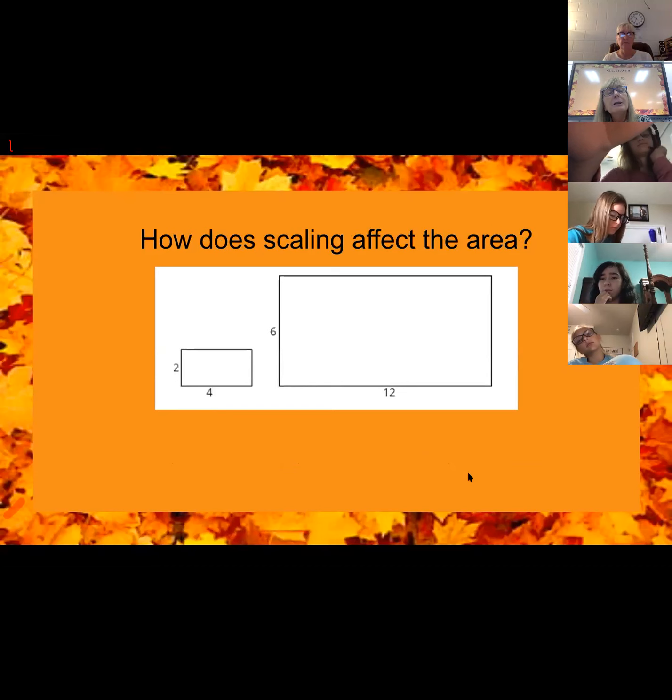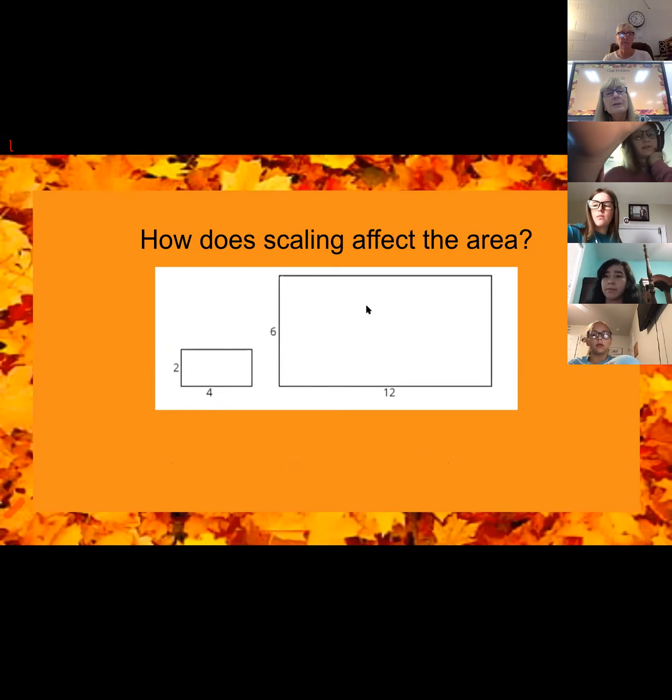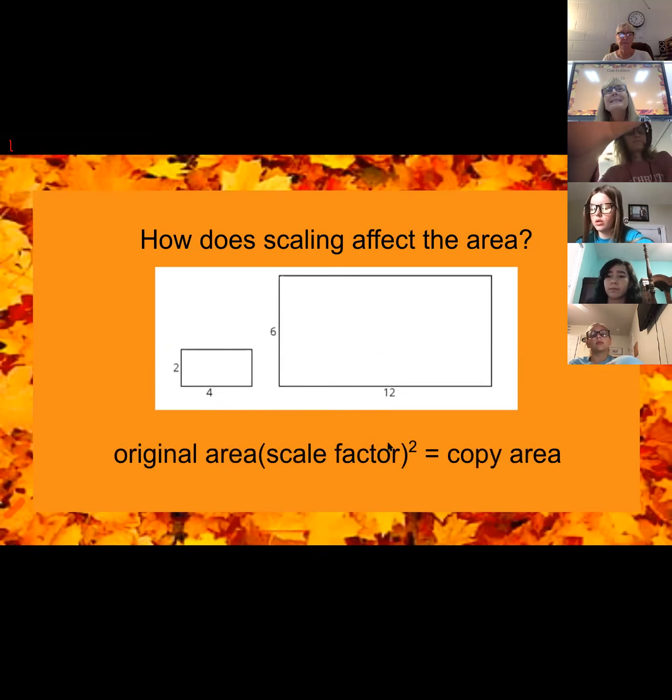Okay, now let's talk about area. What's the area of this? 8. What's the area of this? Not 30. What's 12 times 6? 72. So how many times bigger is it? It is 9 times bigger, which would be the scale factor squared. Okay? Makes sense?